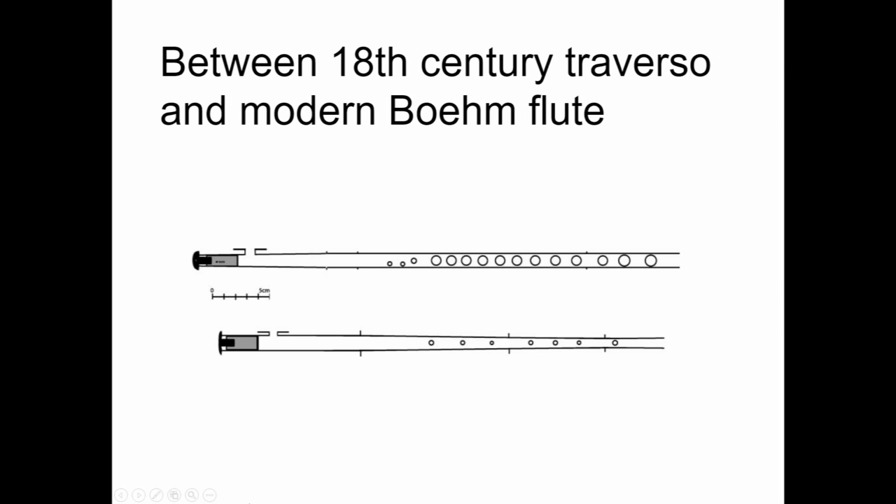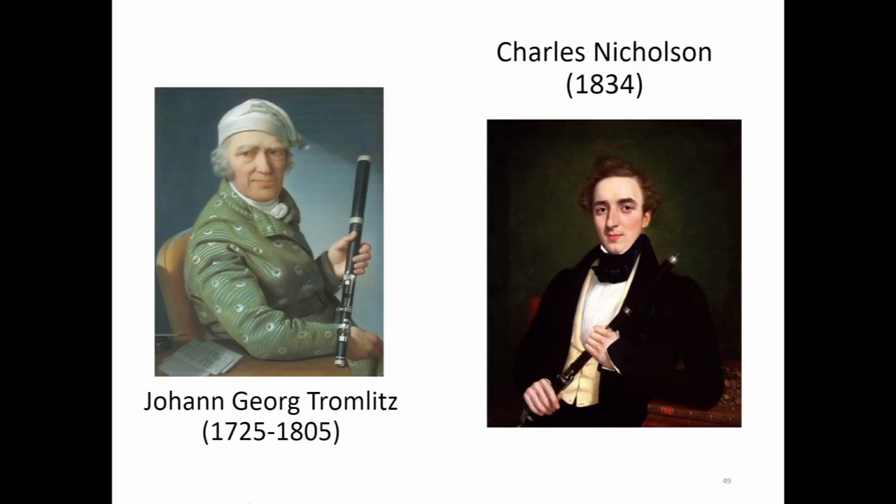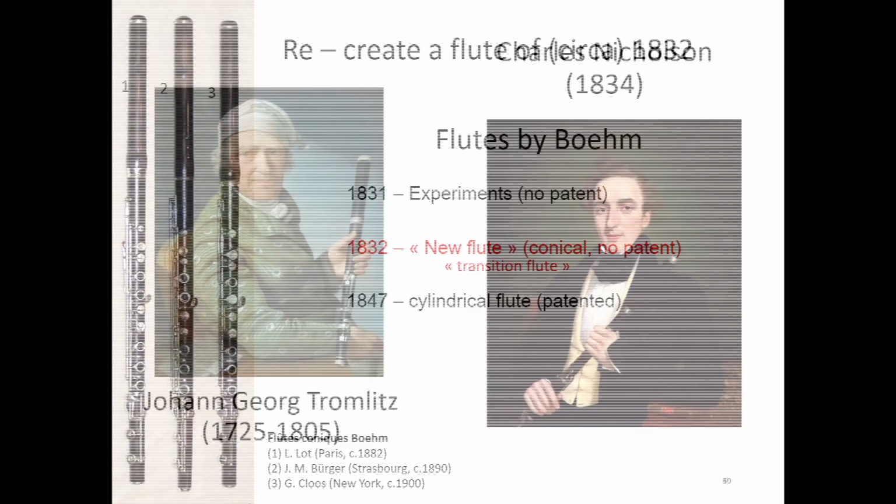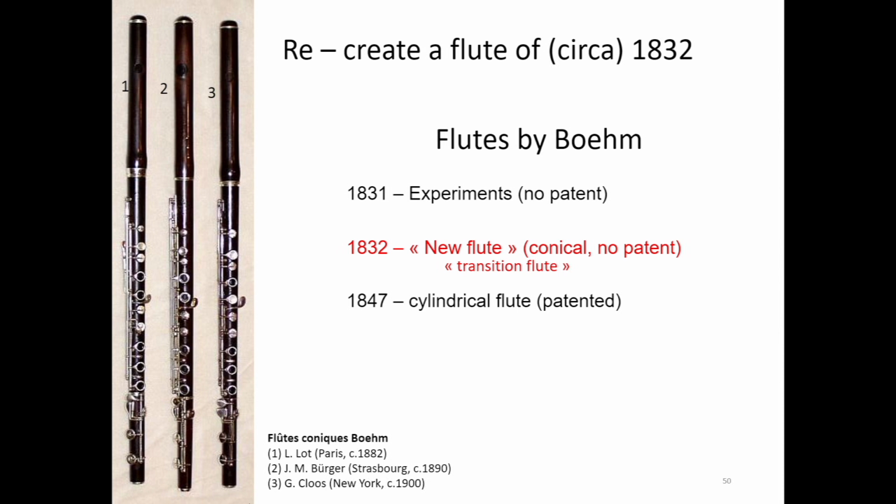But the transition from one to the other did not come at once. There were many people working on that, and those people have been working on evolutions of the instrument. But probably the best known maker is Mr. Böhm. And we're going to focus on an instrument that he developed in 1832, which he called a new flute. That was a conical instrument, and as opposed to the modern cylindrical flute, he didn't have any patent on that instrument, so there were many makers who made different models of this instrument.